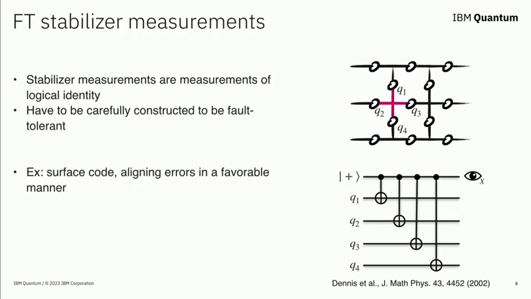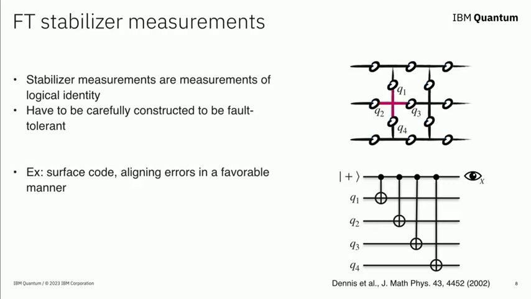Okay, so when we're talking about doing logical measurements, we do them all the time. In fact, when we do a stabilizer measurement, you're actually doing a measurement of one of the representatives of your logical identity gate. And so there have been many works over the years that have carefully constructed how you do these stabilizer measurements in a fault-tolerant manner.